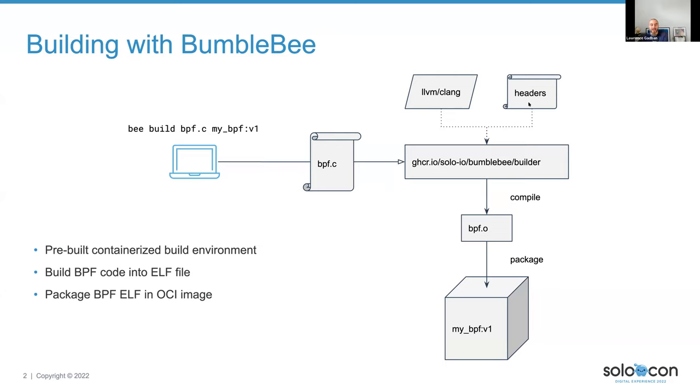So if you were to do a build and you have your BPF code, and again, only your BPF code, you do a build on BPF.c or whatever your file is, and then you give it a tag, in this example, my_bpf:v1. And that's the OCI image that will contain your actual probe or whatever your program does. So we use that build container to compile it to the BPF ELF representation and then package that in the OCI image that you can then push to whatever registry you want.